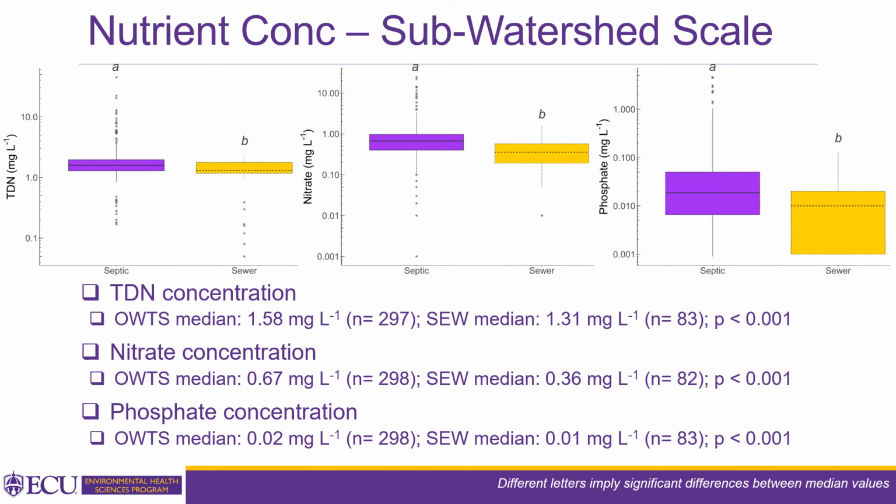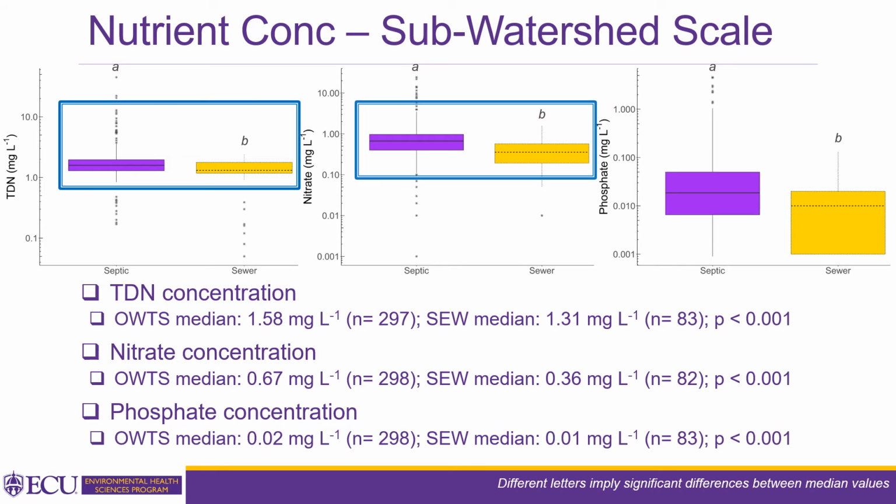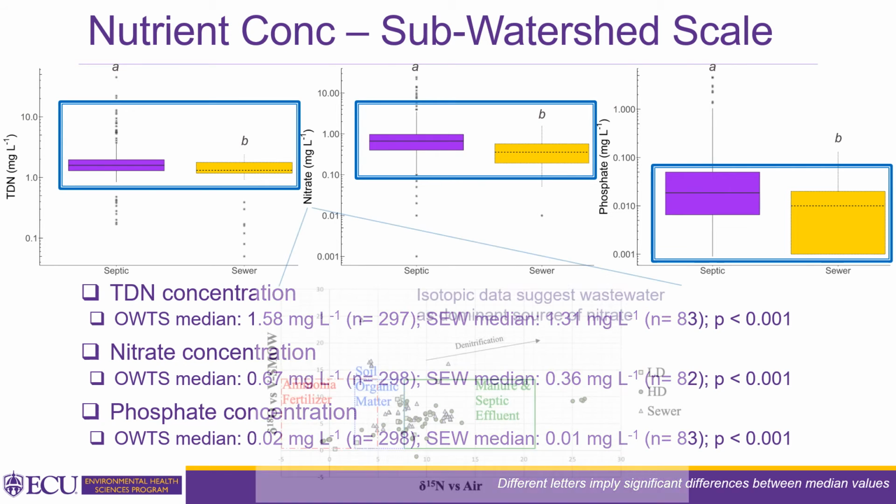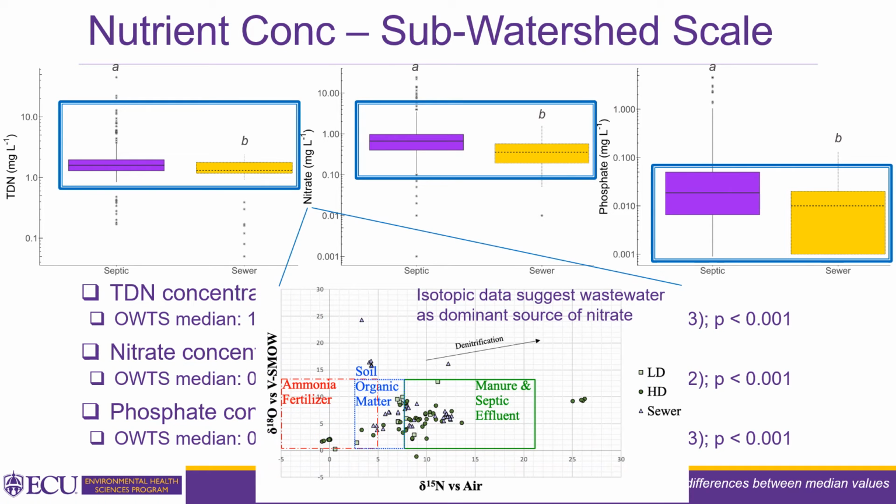Moving on to some of the key results here, what we found was that septic watersheds contained elevated concentrations of TDN, nitrate, and phosphate, and these differences were significant. Now, when we think about, okay, this is the watershed scale, how do we know these nutrients are from septic systems? So we also took samples for isotopic fractionation, and what these data suggested was that wastewater was a dominant source of nitrate, not just in the septic watersheds, but there were also some wastewater signatures popping up in the sewer watersheds as well.